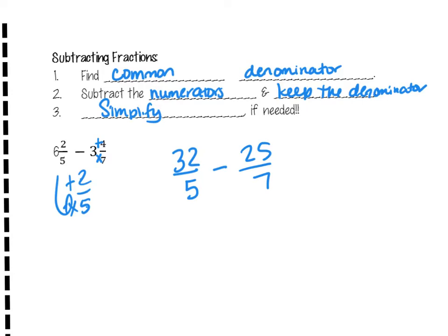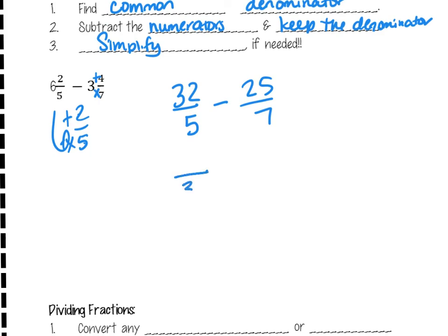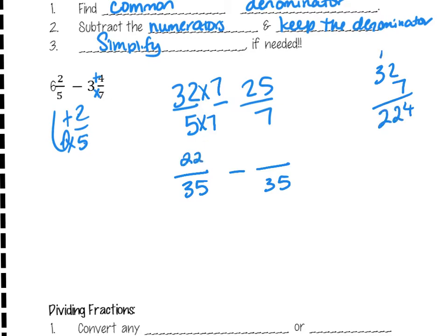Okay, now I would start my process. Find a common denominator. Common denominator between 5 and 7 is what? 35. So I go times 7 here, times 7. 32 times 7 is 224. And I'm going to go times 5 here, times 5 here. 125.